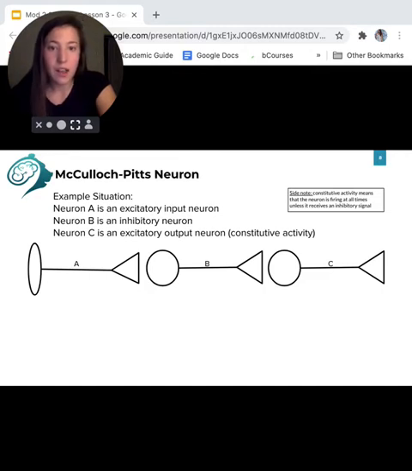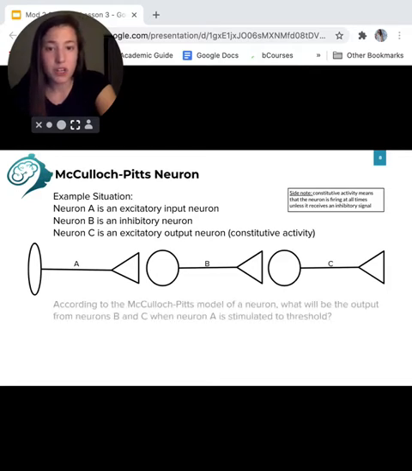A is an excitatory neuron, and that means that when it fires, it causes the next neuron to fire. B is inhibitory, which means that when it fires, it causes the next neuron to stop firing. And C is excitatory with constitutive activity. This means that at base state, C is continuously firing. C is constantly outputting a 1. So before there's any stimulation, A outputs 0, B outputs 0, and C outputs 1.